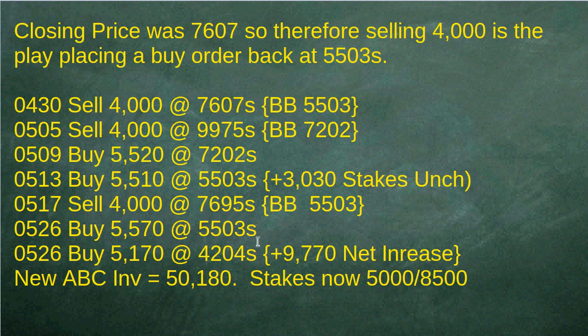And then the buyback occurred 9 days later on the 26th, and on that exact same day, the buy order below that would come through at 42.04. So a net increase overall of 9,770. I had 40,000 before, and I pretty much have 10,000 more on top of that. That's 50,000 and a bit. So 10% is 5,000, and let's make the secondary number 8,500.